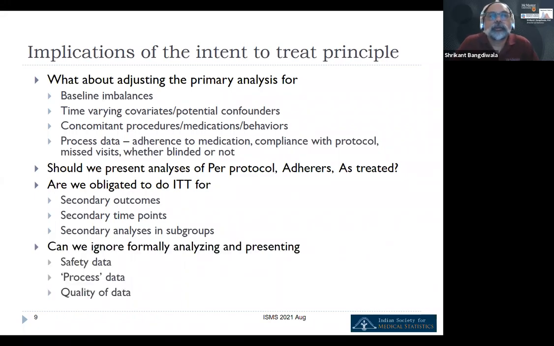What about formally ignoring, analyzing, and presenting safety data, process data, quality of data? These are things that we should actually talk about. Many people do mention safety, and they mention the safety analysis, even though they recognize that the safety analysis is violating the ITT, the randomization. They still report it because it's important to report.